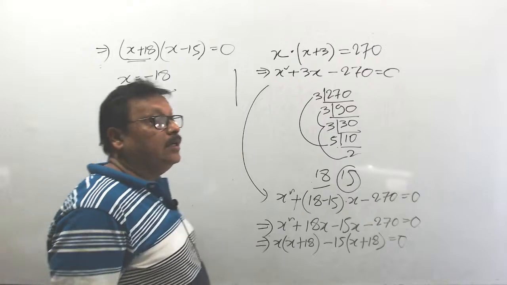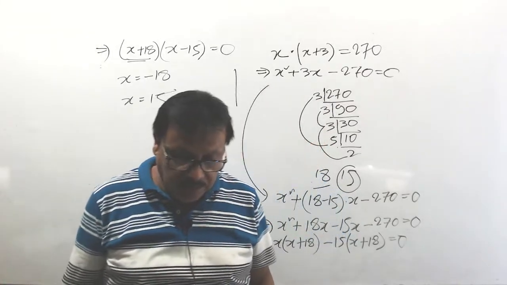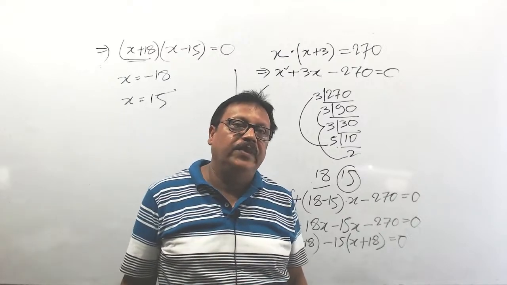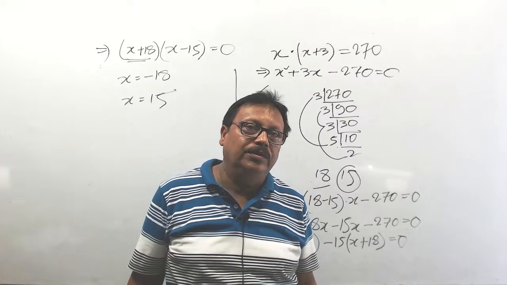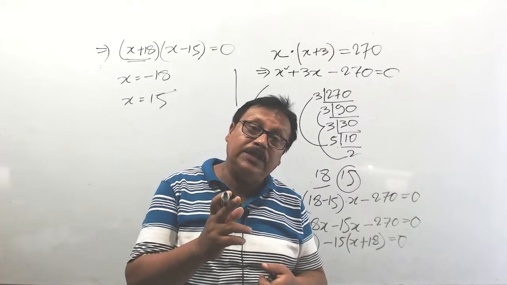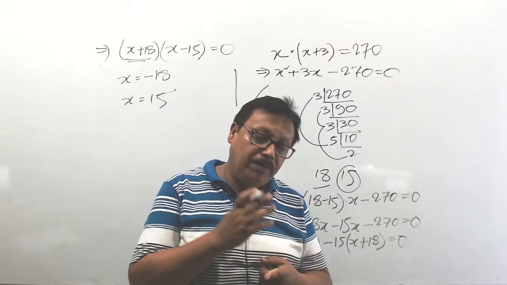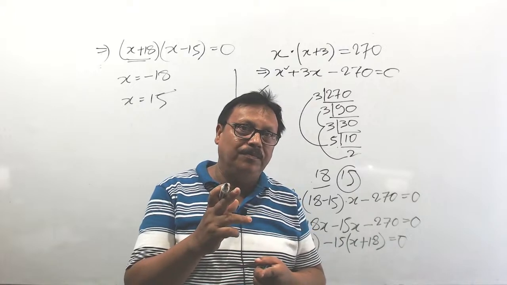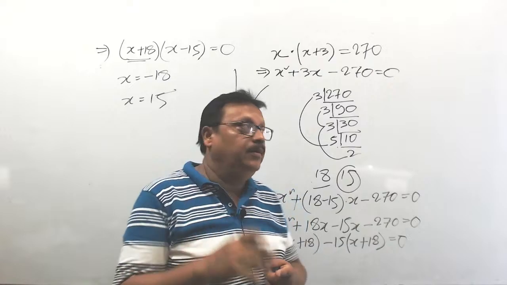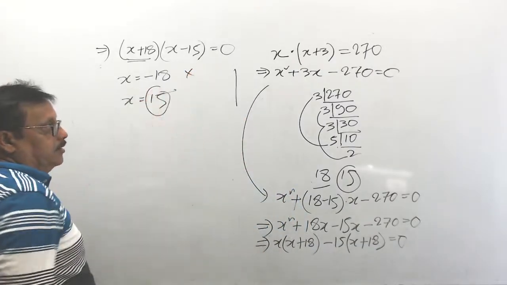But consecutive multiples of 3. That means multiples may be negative, may be positive. Understood? It's not natural number. Factors may be positive, may be negative. Multiples like that may be positive, may be negative. But in general, we consider the multiples are positive. Okay. So neglecting the negative part, consider 15.